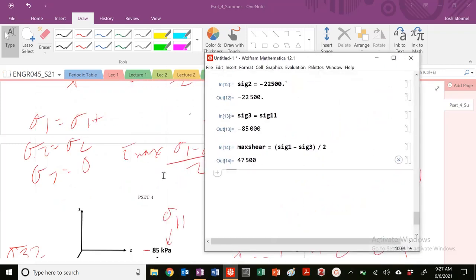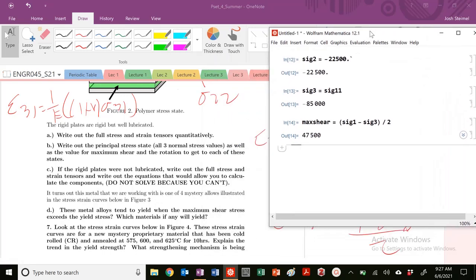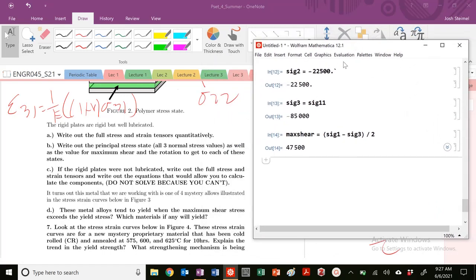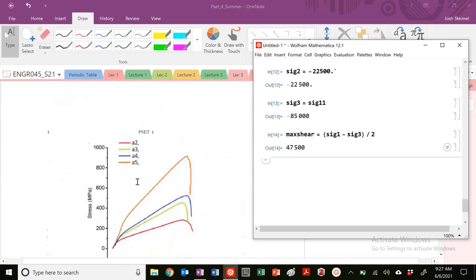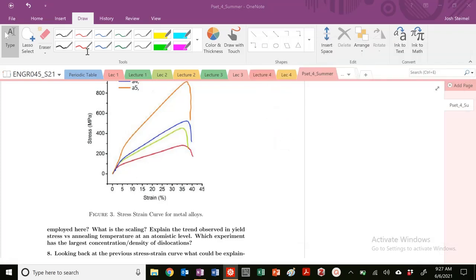So let's look and see. It says that the materials will tend to yield when the maximum shear stress exceeds the yield stress. So this is the maximum shear stress that my material will exhibit, and let's see which of these materials are going to yield. Here we see the yield stress for all of these is about, this is 100. So all of these are above 100 megapascals.